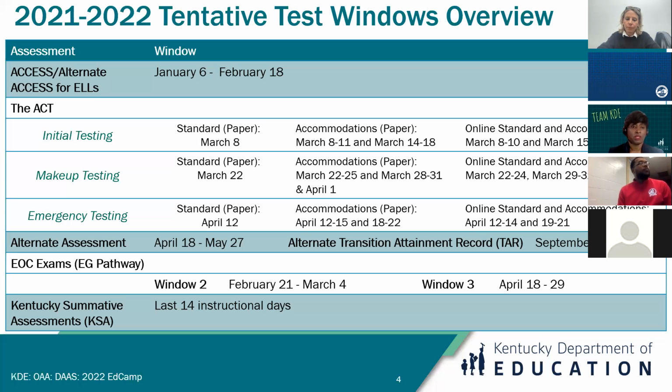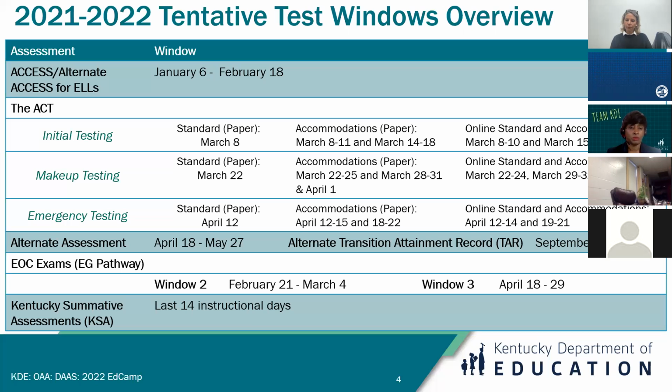Our numbers for the pandemic will drop, and we'll be able to have our students in school. And as I stated before, we do not have any virtual tests available for state assessment. They're all administered in person. And then we have an emergency date just in case the districts need it. The standard emergency date is April 12th, as you can see here, as well as the accommodations and the online dates.